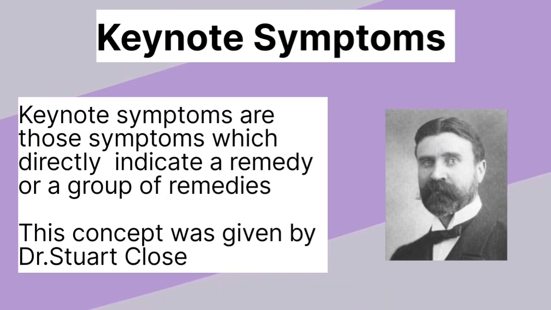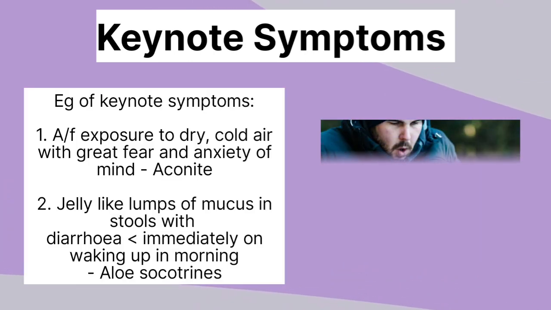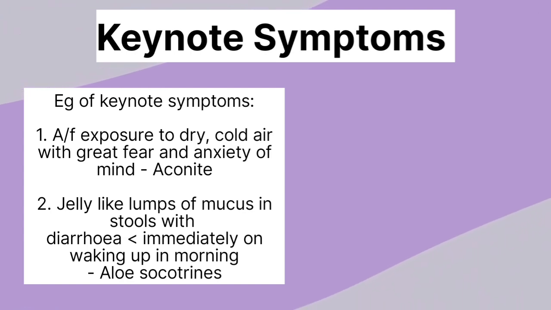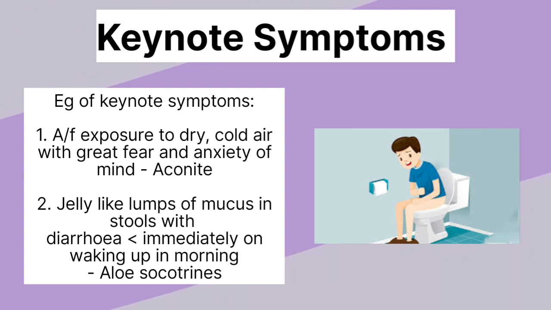Next type of symptoms which we will study in detail is the keynote symptom or the pathognomic symptoms. Both these types of symptoms directly indicate something. Keynote symptoms are the symptom or set of symptoms which directly indicate a remedy or a very small group of remedies. This concept of symptom was given by Dr. Stuart. So an example of a keynote symptom can be complaints caused by exposure to dry cold air with great fear and anxiety of mind is a keynote symptom of Aconite, or jelly-like lumps of mucus in the stools or diarrhea aggravated immediately on waking up in the morning is a keynote of Aloe socotrina.